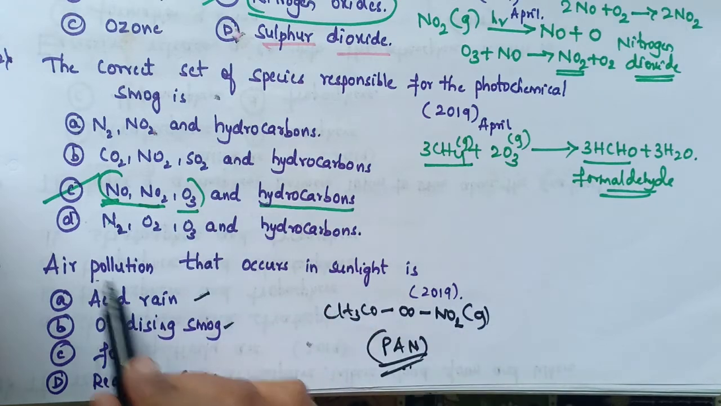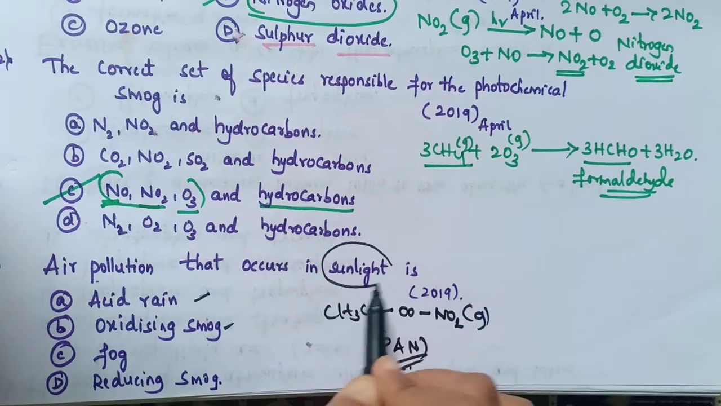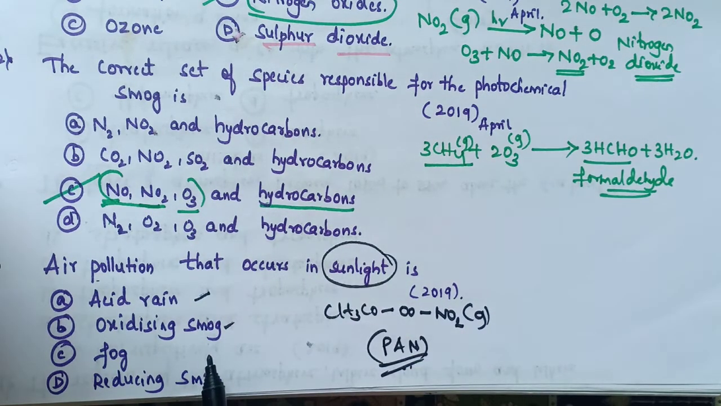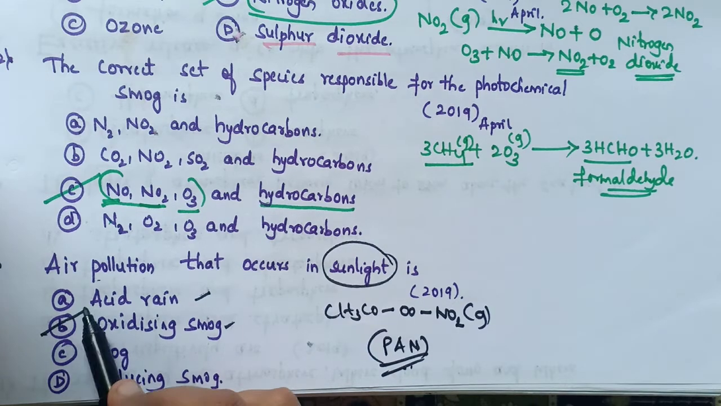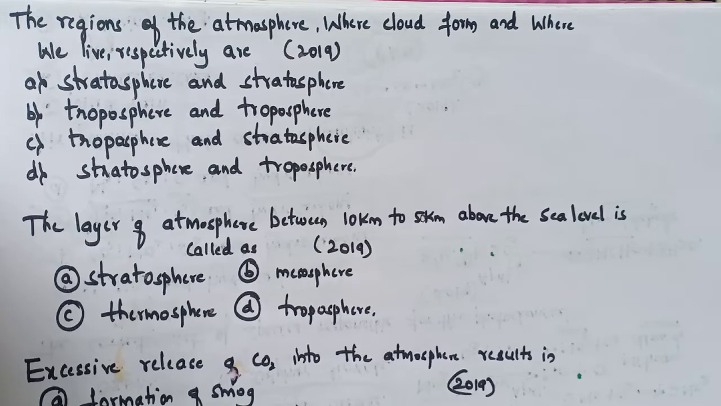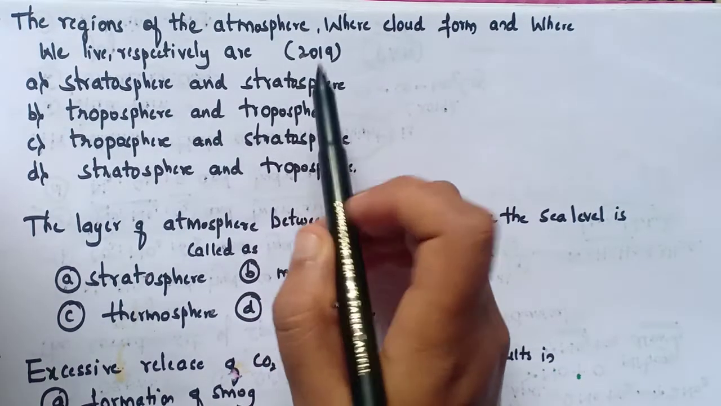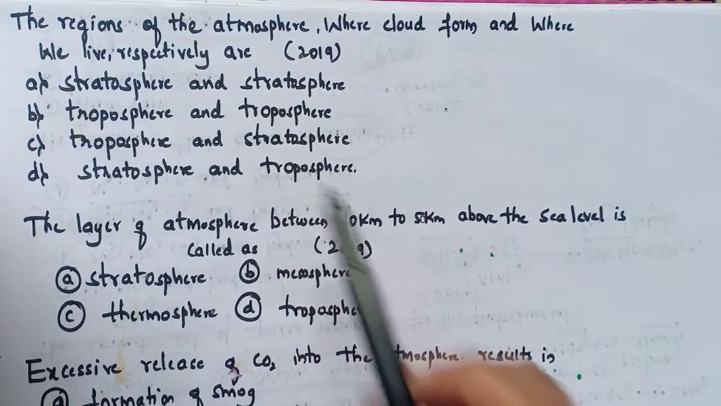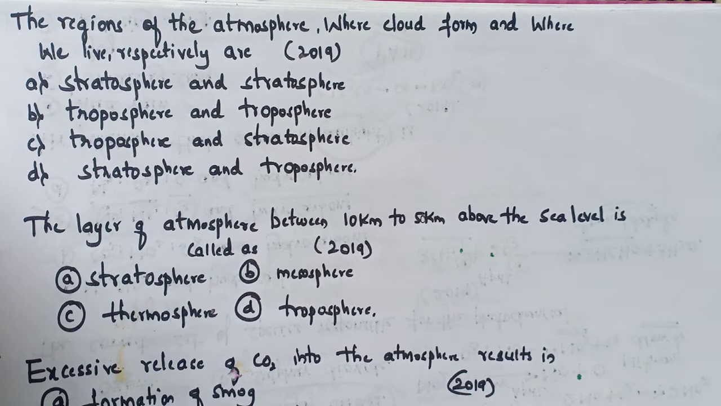So the air pollution that occurs in sunlight is the oxidizing smog. It is also called photochemical smog or Los Angeles smog. Now coming to the fourth question, the regions of the atmosphere where clouds form and where we live respectively are: option A stratosphere and stratosphere, option B troposphere and troposphere, option C troposphere and stratosphere, option D stratosphere and troposphere.